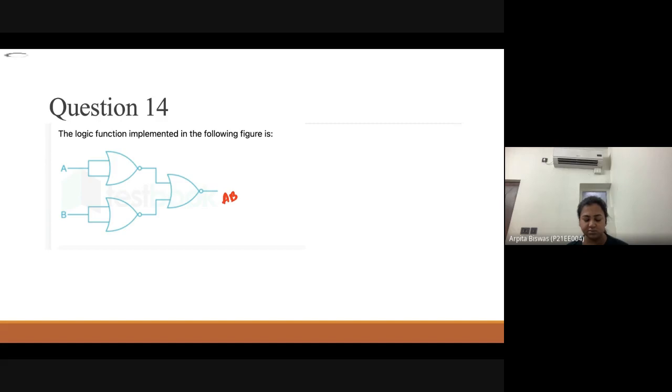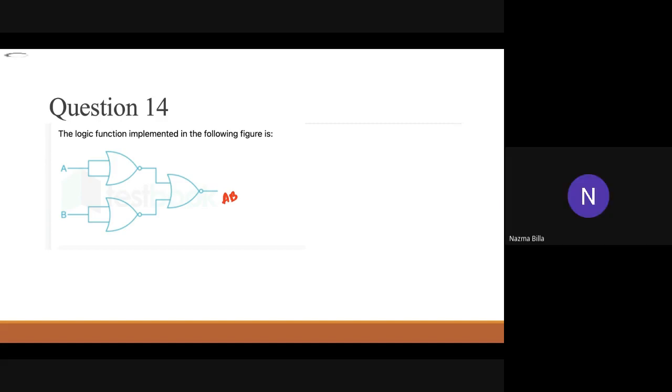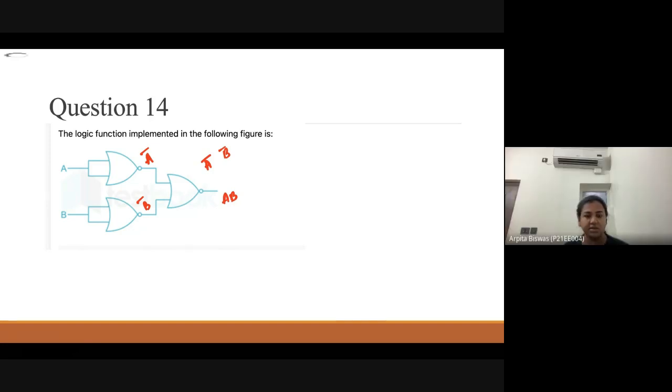Nazma, can you explain it? Yes, ma'am. The first NOR gate output is A bar. Below we again have B bar. If we give A bar and B bar to one more NOR gate, we'll have A bar plus B bar whole bar. By using De Morgan's law, we'll have A bar bar B bar bar, so bar bar will be cancelled and we'll get AB. So here you are getting A bar and B bar, then it is passing through a NOR gate, so we are getting A into B.